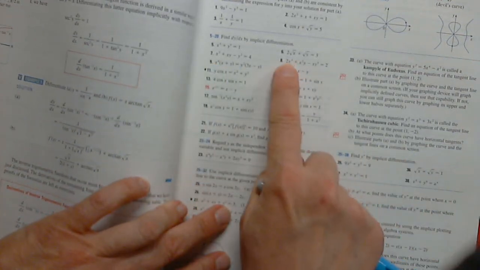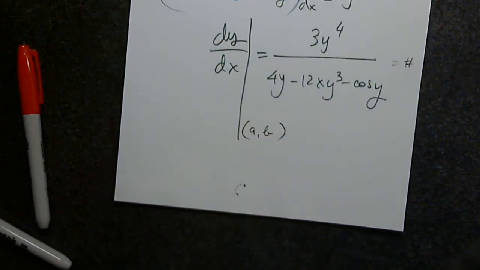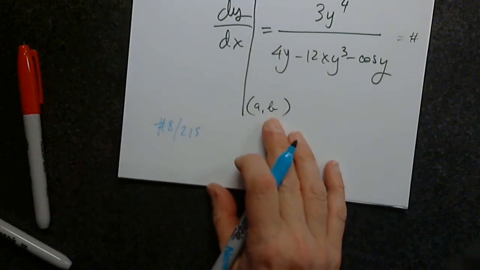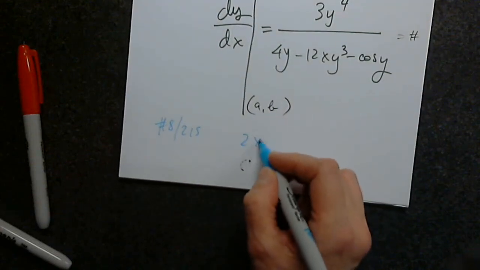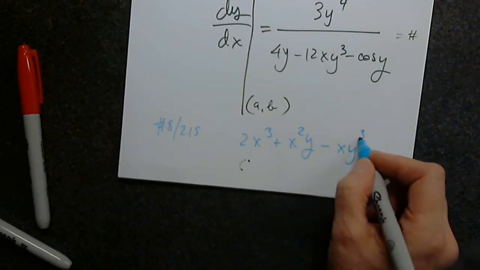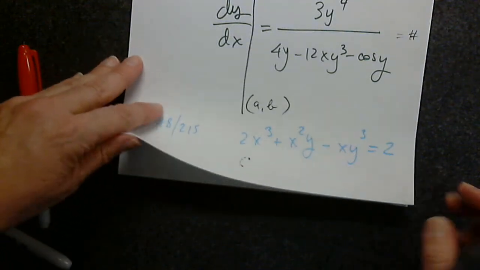So would you like to pick? Number 8? Okay, 8 it is. This one? Yes. Okay. Number 8 on page 215 is 2x cubed plus x squared y minus xy cubed equals 2. Perfect example. It's a more human example than the one I picked. So yes, very good.